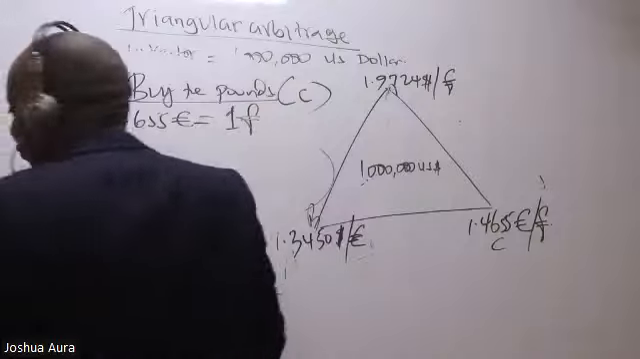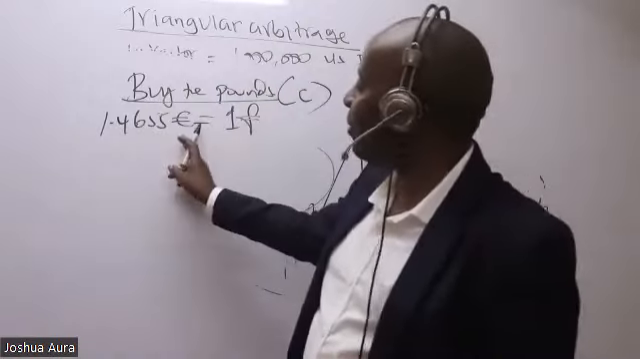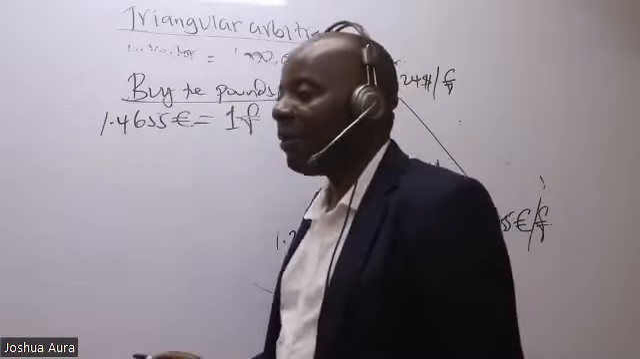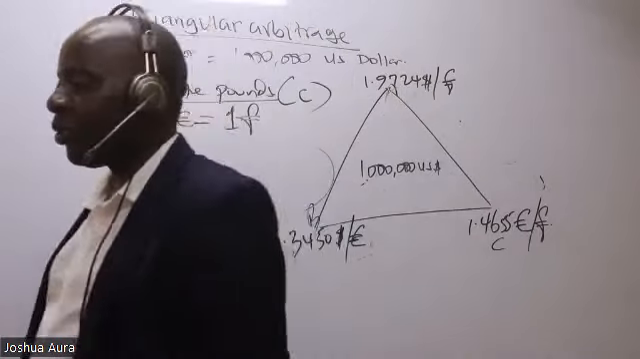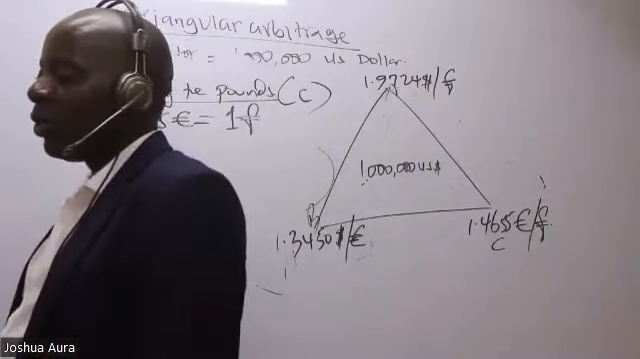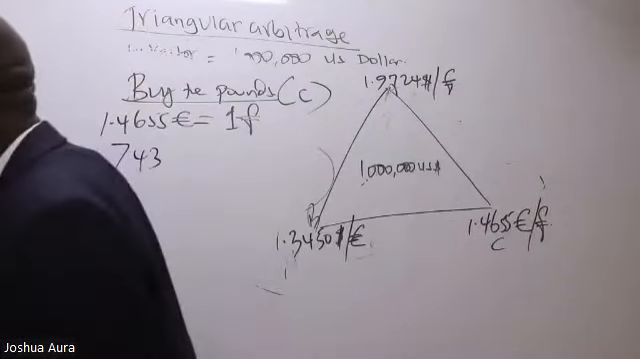Unfortunately, I rubbed my figure here. I'm so stupid. Can somebody remind me the euros that we had here? Those euros were how many? No, Josephat, you are cheating me. 743. Thank you, administrator.